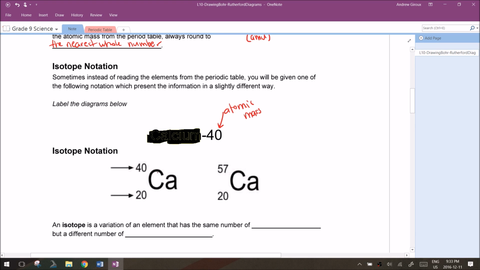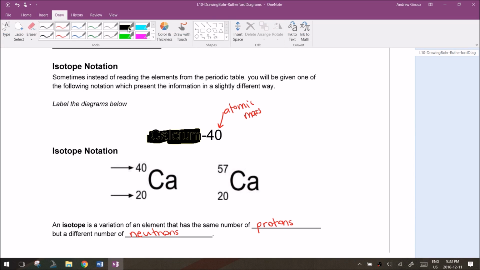If we look down here below, this is a different notation. So these are two different ways that you could see the same information. These two are variations or different isotopes of calcium. So before we go further, let's just define what that means. An isotope is a variation of an element that has the same number of protons, but a different number of neutrons. So these are two different calcium isotopes.